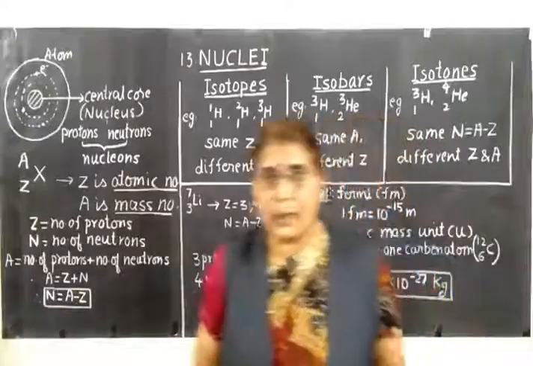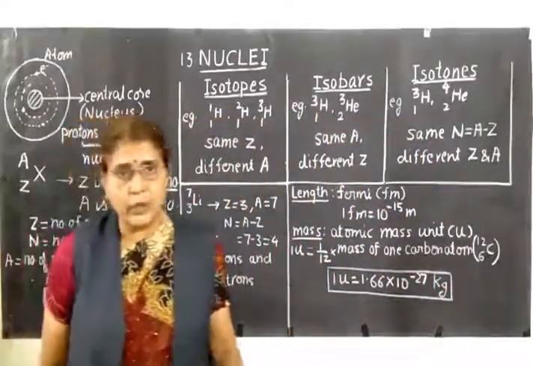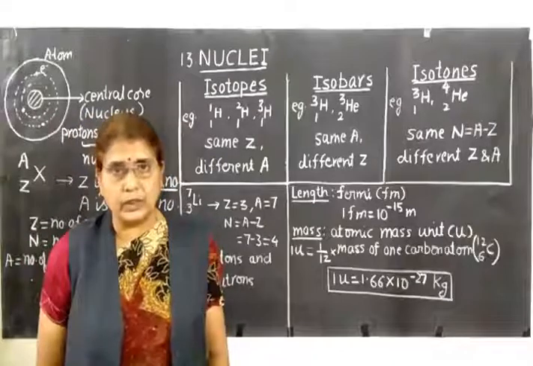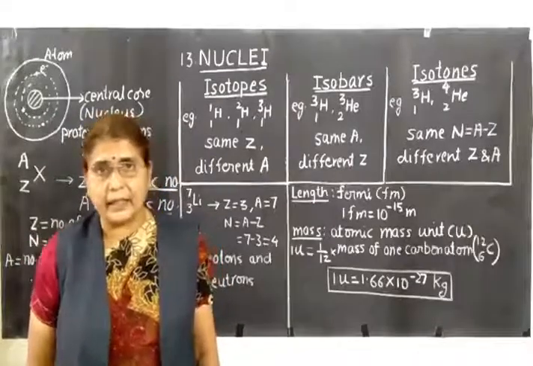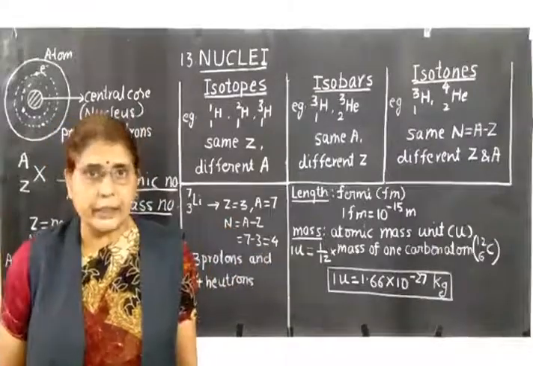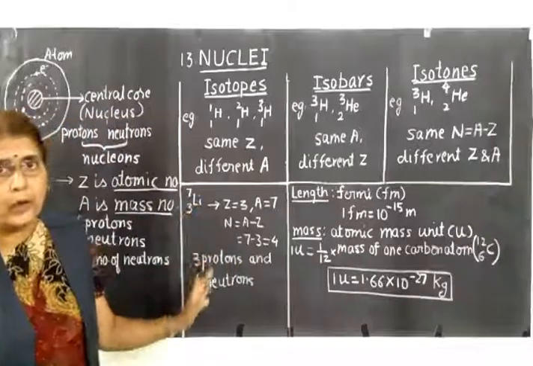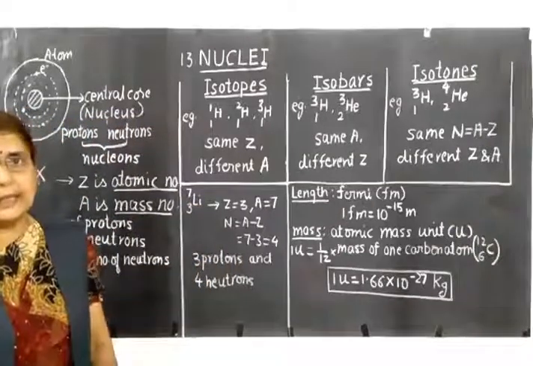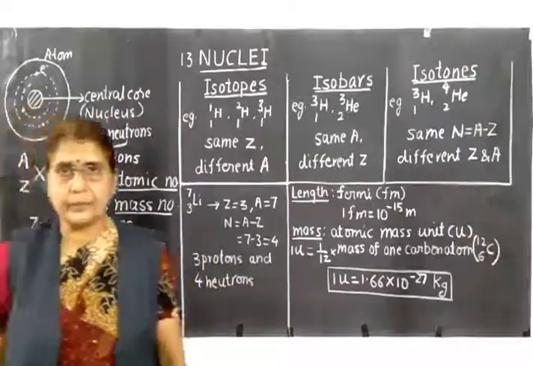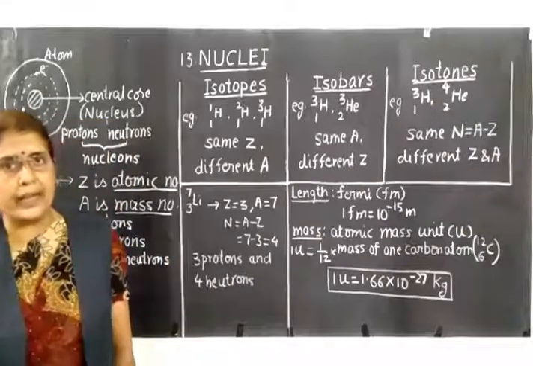So finding the number of protons and neutrons is very necessary when you are solving a problem on this chapter. When you are calculating the binding energy, you should know how many protons and neutrons are there in a particular nucleus. So you should know this method of finding the number of protons and the number of neutrons inside a nucleus. Now let us classify the nuclei into different types.